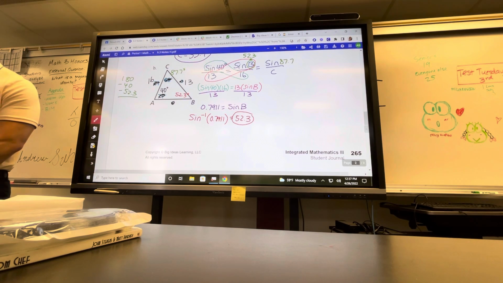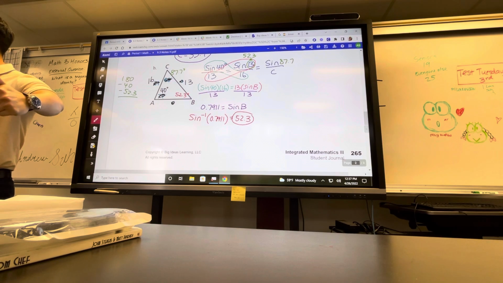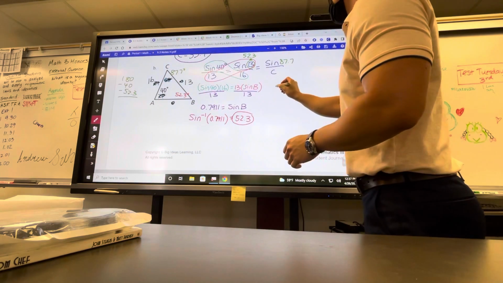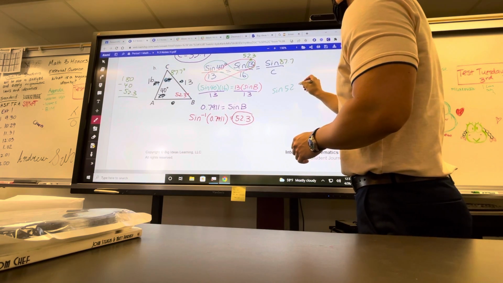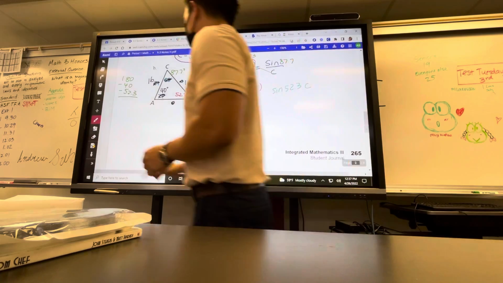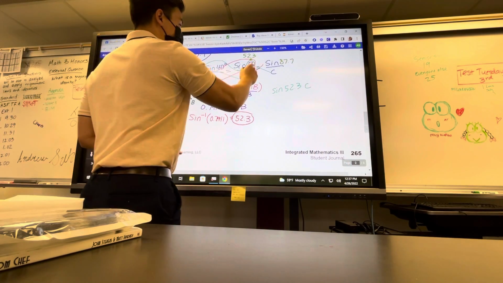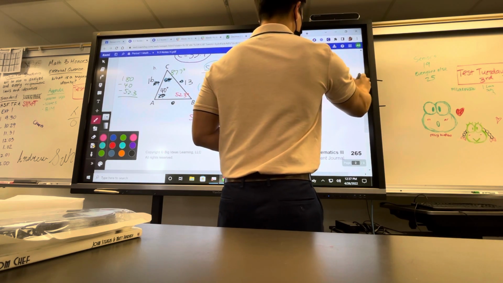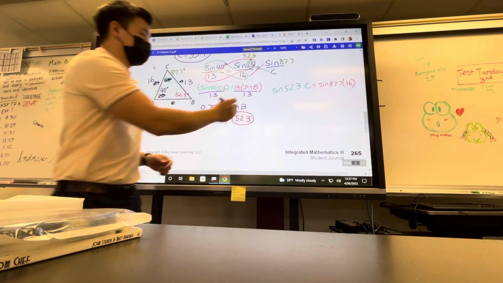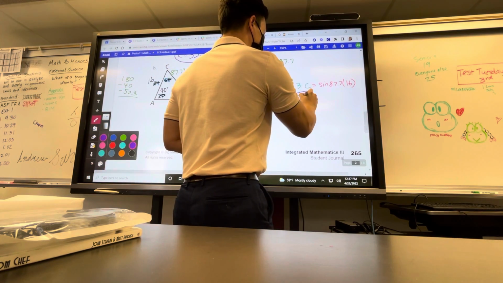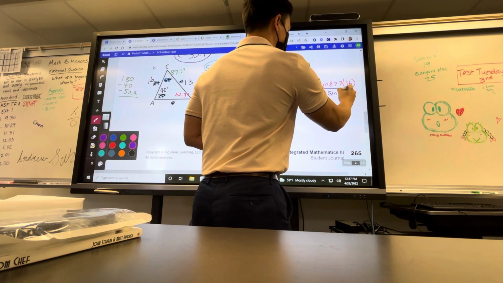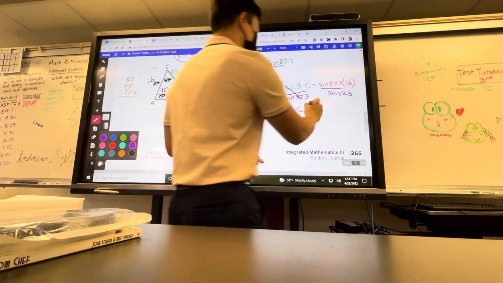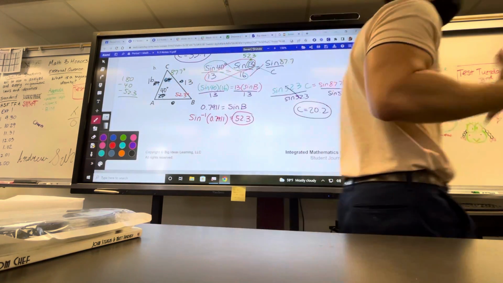We need to hurry. Okay, let's go through this. Cross multiply, we get sine of 52.3 times c. On the other side, we have sine 87.7 times 16. If I divide both sides by sine of 52.3, then we get c is equal to 20.2. Yay. Not bad?